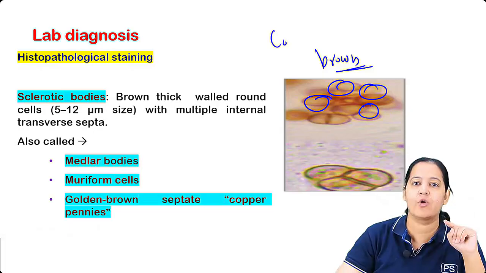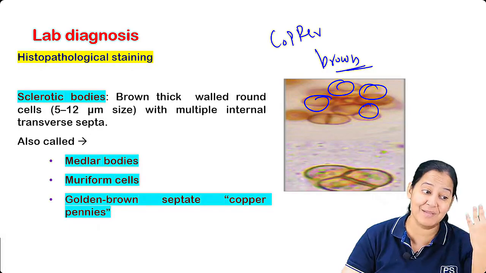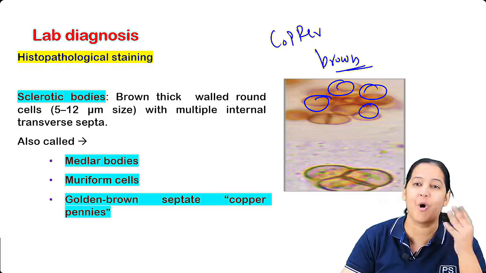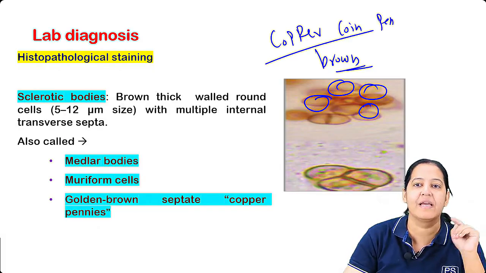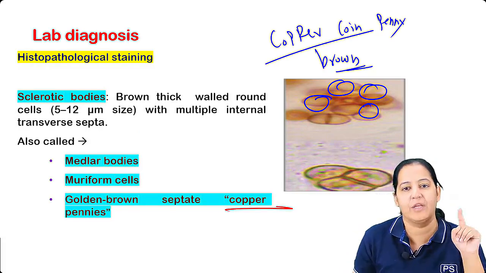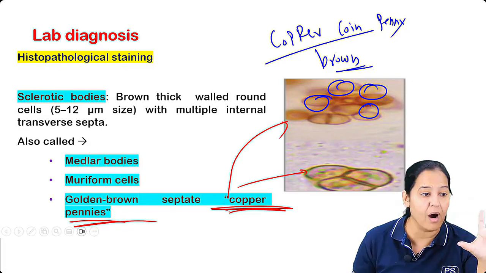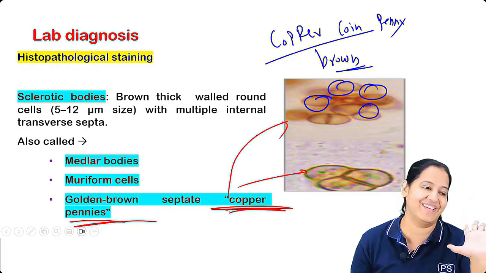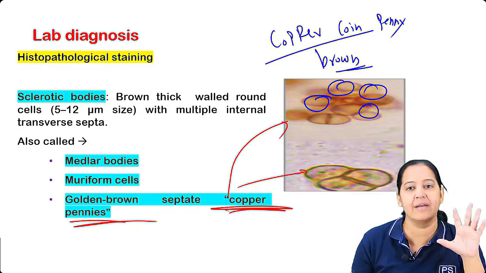So do they look like a copper penny? Yes, have you seen a copper coin? They used to be in circulation in earlier times, but not now. Maybe you have one at your home. It's like a copper penny, you can say. So learn the words copper coin, copper penny. You get many questions on that. This is known as copper penny, the hallmark, because of the brown pigment it has. It is brown-colored yeast, looking like a copper penny.